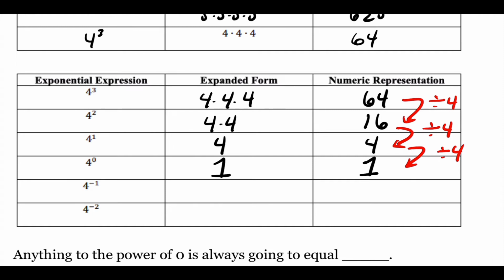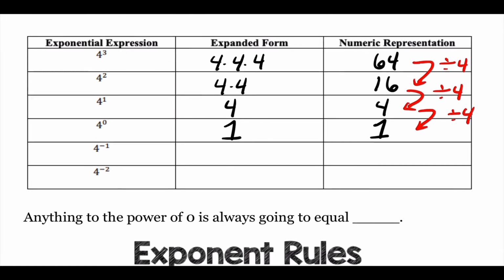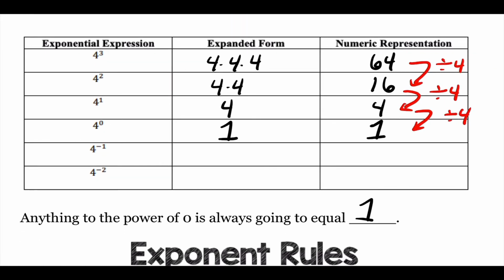Anything to the 0 power, or anything to a power of 0, automatically change that to 1. It doesn't matter if it's a number, a letter, a fraction, a decimal, anything, anytime you see a power of 0, change it to 1. Okay, positive 1. It's always going to be positive 1 because it fits the pattern.